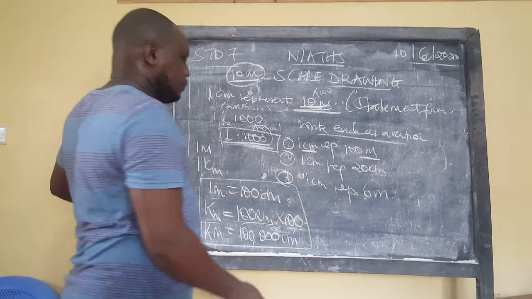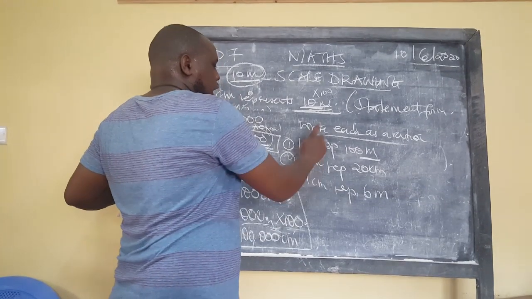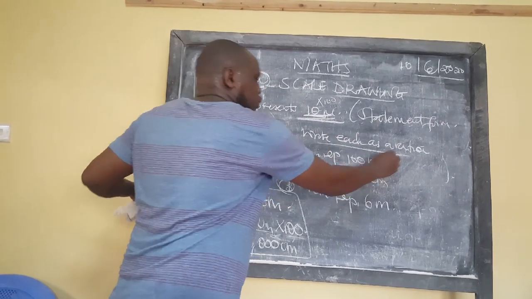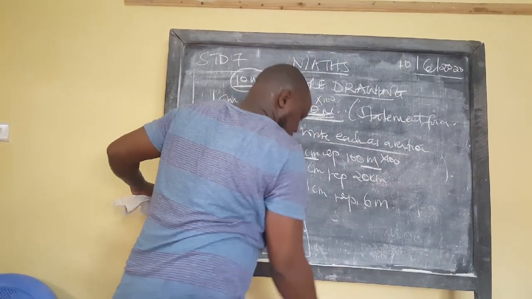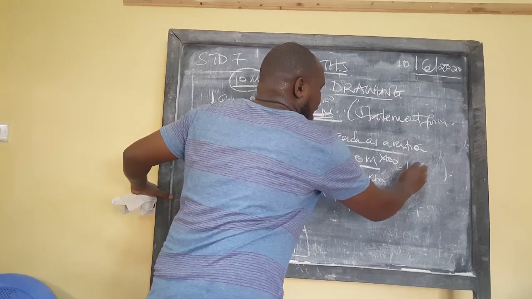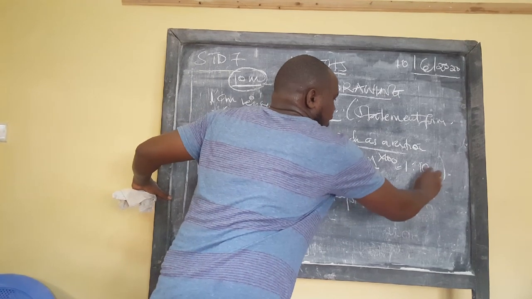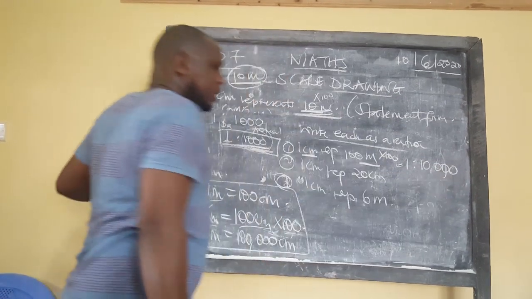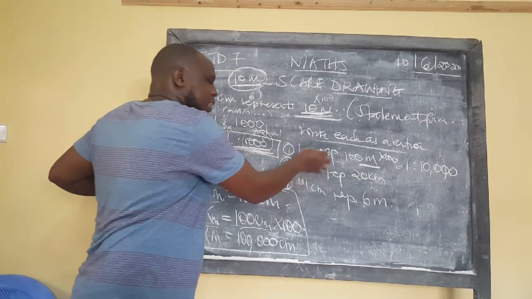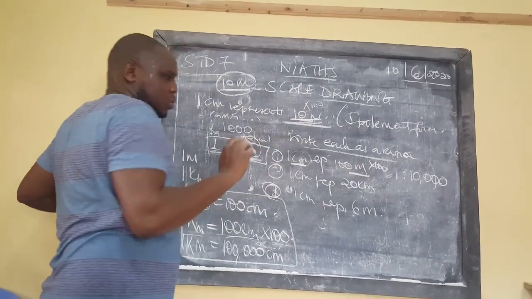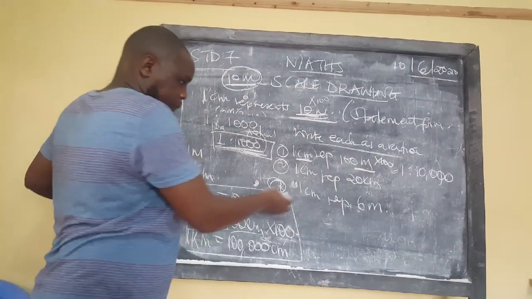So after knowing that 1 meter is 100 centimeters, you multiply by 100, and so our scale in this case is going to be 1:10,000, because we are supposed to write in ratio form. You don't write the units. The units are the centimeters, we don't write that. We leave it the way it is.